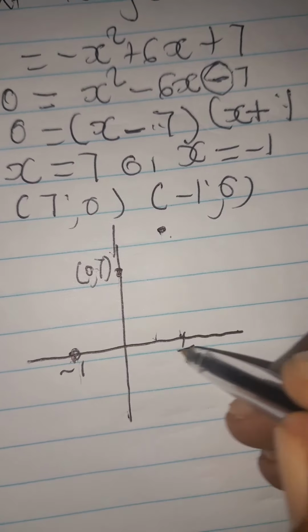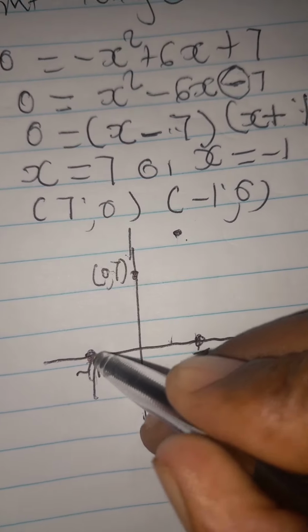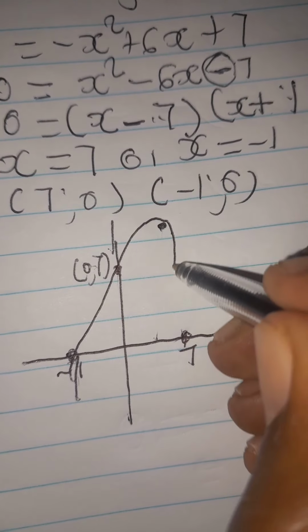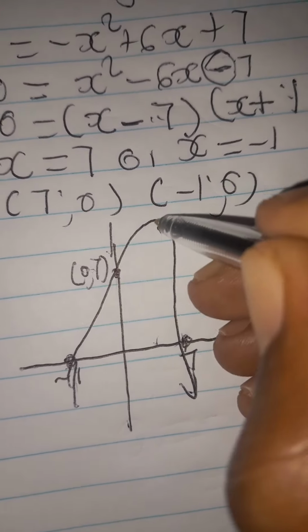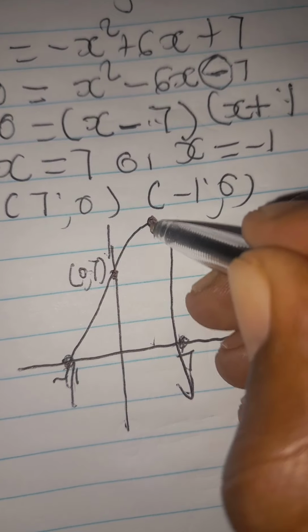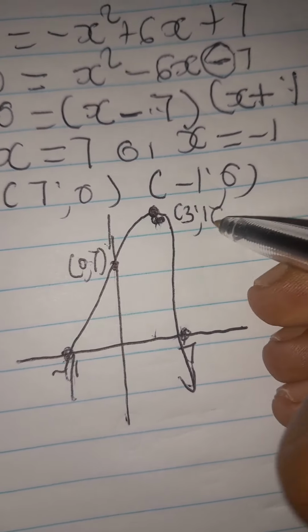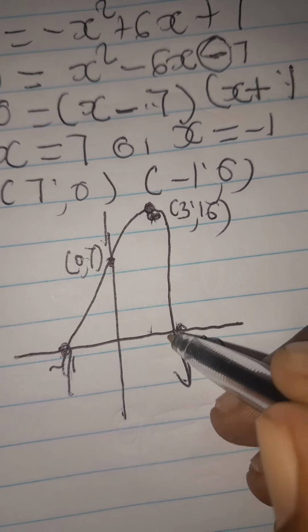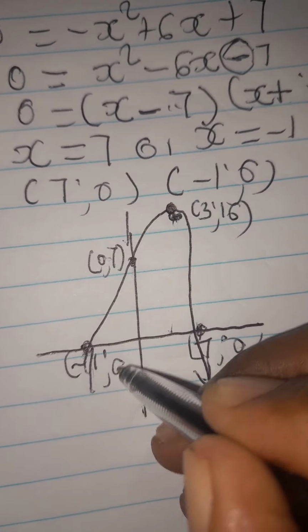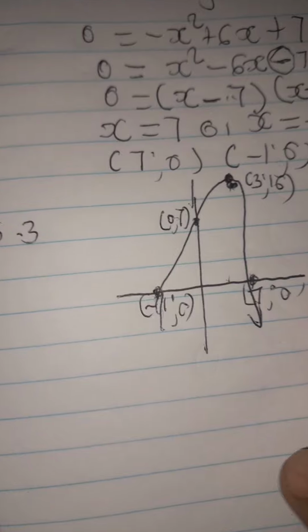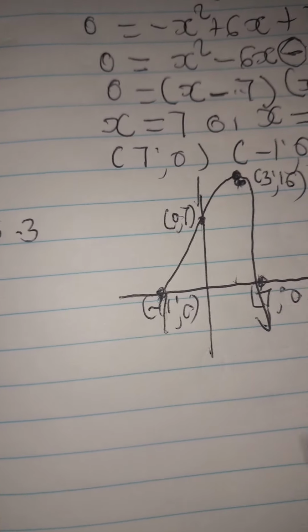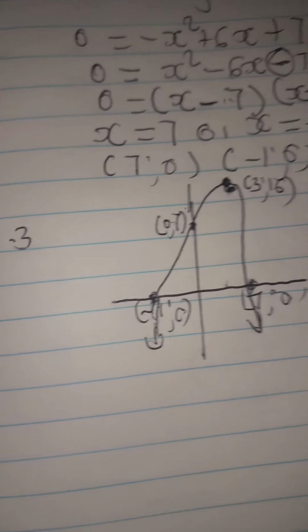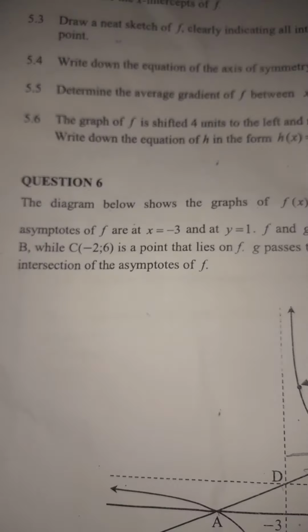So we have something like this. It will be a parabola that opens downward. Here the turning point is (3; 16), here it's (7; 0), and here (negative 1; 0). You will draw it neatly. Mine may not be perfect, but this is how it should look. Then we go to 5.4.